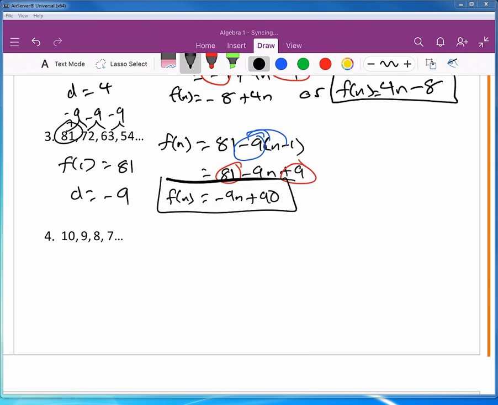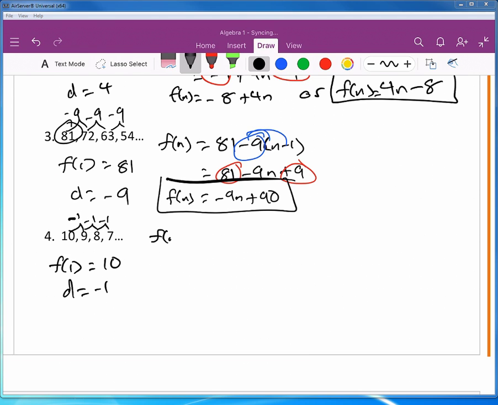One more example. First term. What is the first number in the pattern? 10. Find the difference. Looks like it's minus 1, minus 1, minus 1. From 10 to 9 is minus 1. 9 to 8 is minus 1. 8 to 7 is minus 1. So your difference is minus 1.